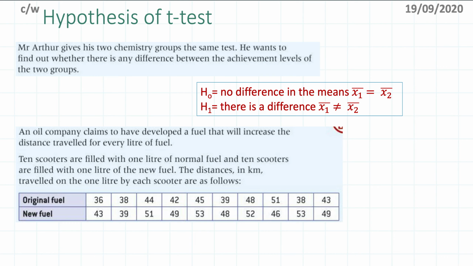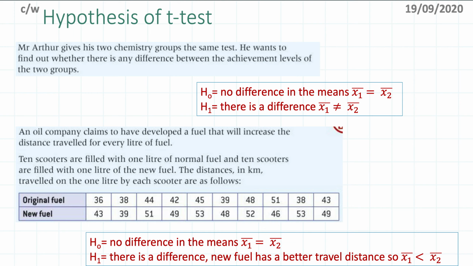So again, the null will be no difference in the mean, so they're equal. And the alternative is that there is a difference. The new fuel has a better travel distance. So the mean x2 has to be greater than x1, or the first mean is less than the second mean.